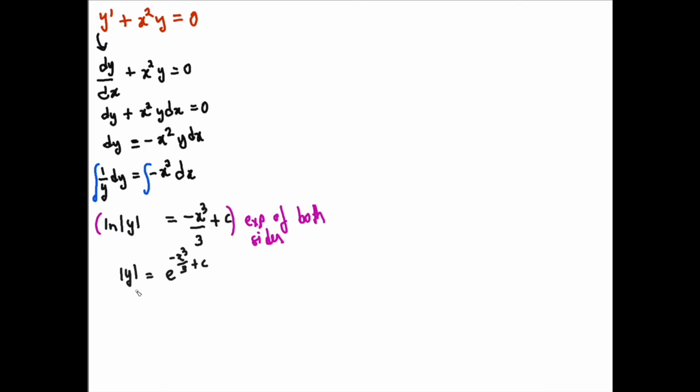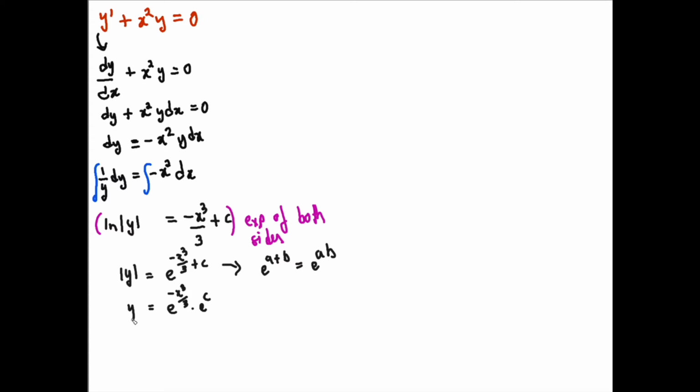All right, so now how do we create something that's just this y on its own without this absolute value function? Well, first of all, we can recognize that we can rewrite this as e to the power of minus x³ over 3 times e to the c. That's just a rule of exponents, right? For example, e to the a plus b equals e to the a times e to the b. So I'm just using that property to separate these two out.